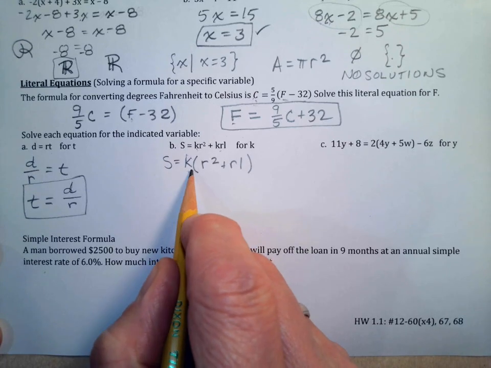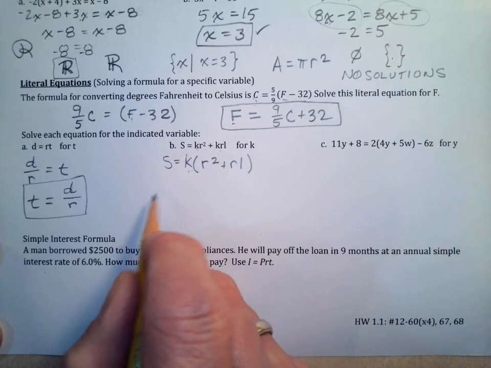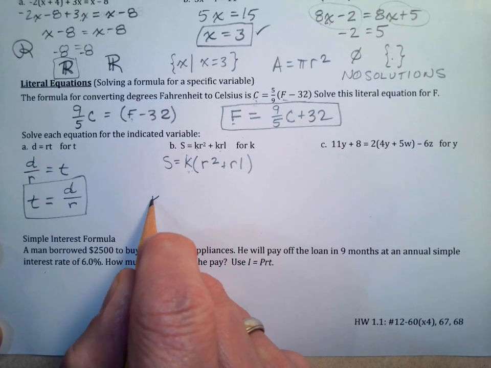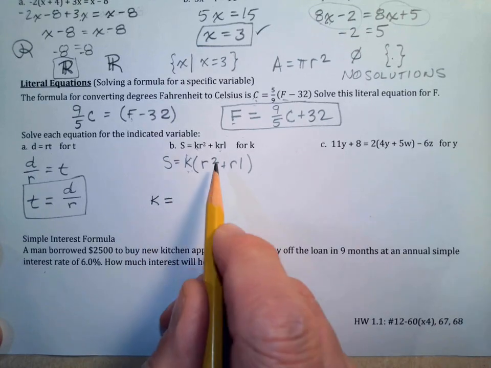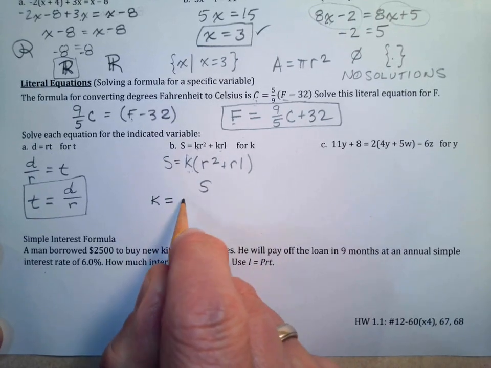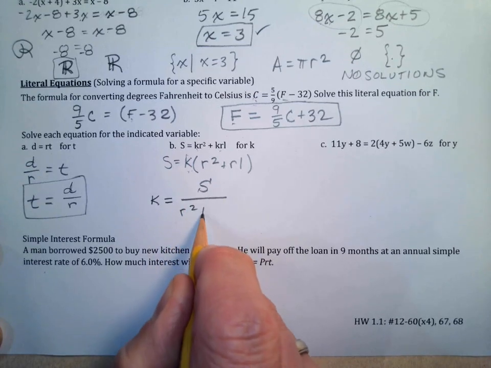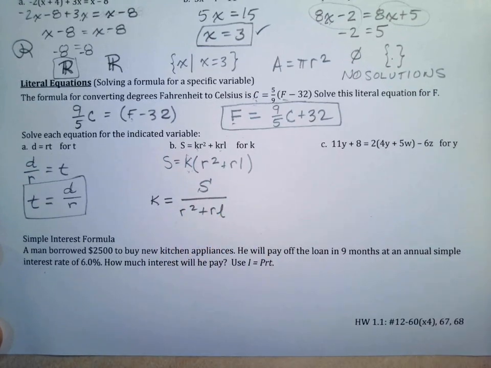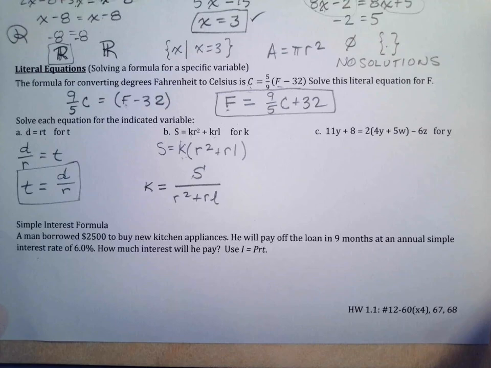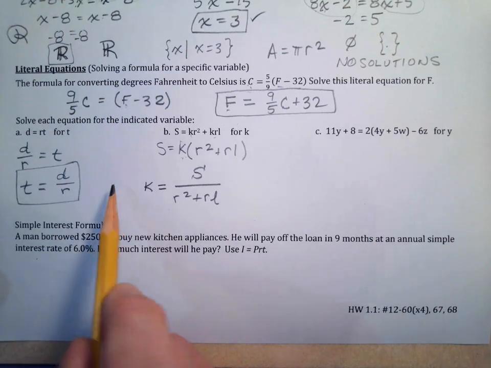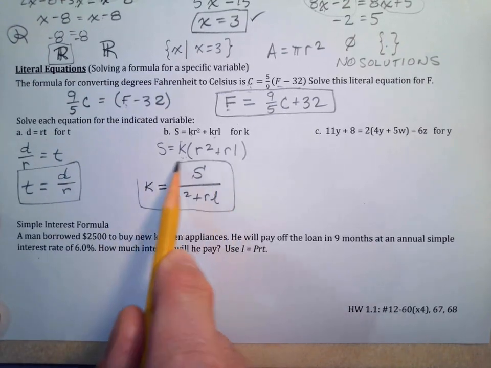I want to get this k by itself, so I divide by the parentheses. So, and let's rewrite it as k by itself. Bring this over, so s divided by r squared plus rl. Okay? And so that is that formula solved for k.